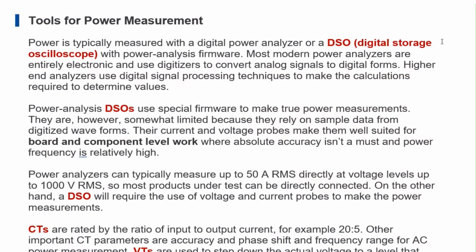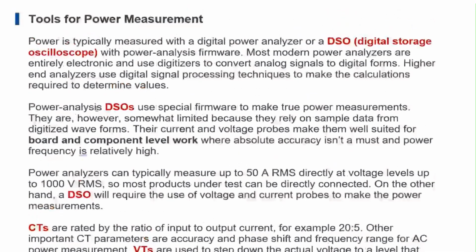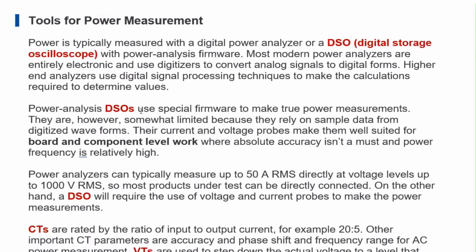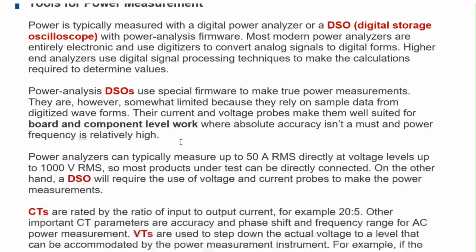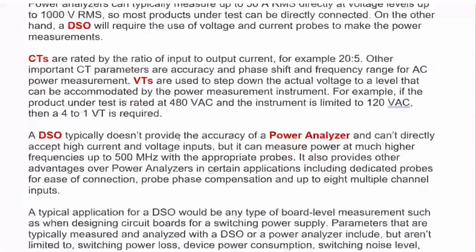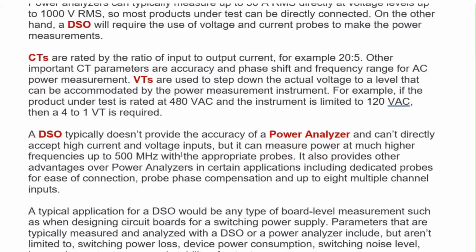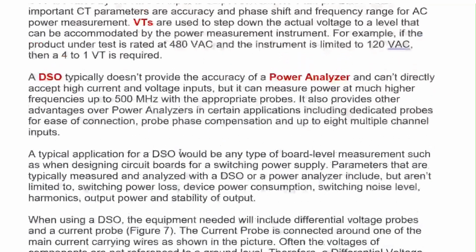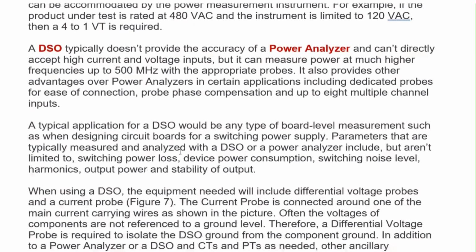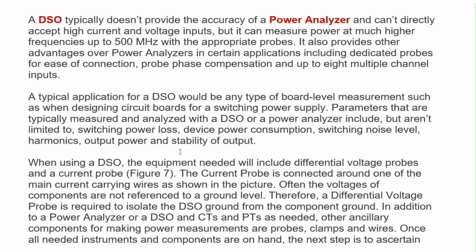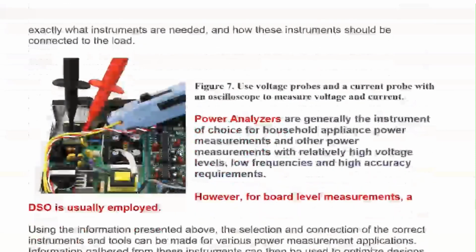And DSO is a digital storage oscilloscope that also helps us to measure the power level of different circuits. This power DSO is used for board and component level work, and this also employs CTs and VTs for higher level voltage and current measurement, and hence the power measurement. So DSO and power analyzer, these are two instruments that are used for power measurement.